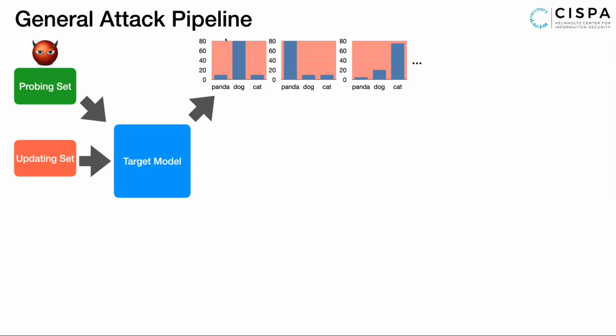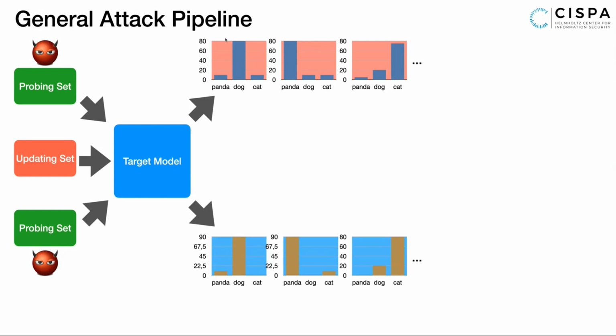Suppose my target model now is updated with a so-called updating set. Next time, once my target model is updated, the adversary uses the same probing set to query the target model. We'll get another 100 posteriors. And these two sets of 100 posteriors are different because your model is updated. Then I can simply calculate the posterior difference among these 100 posteriors.